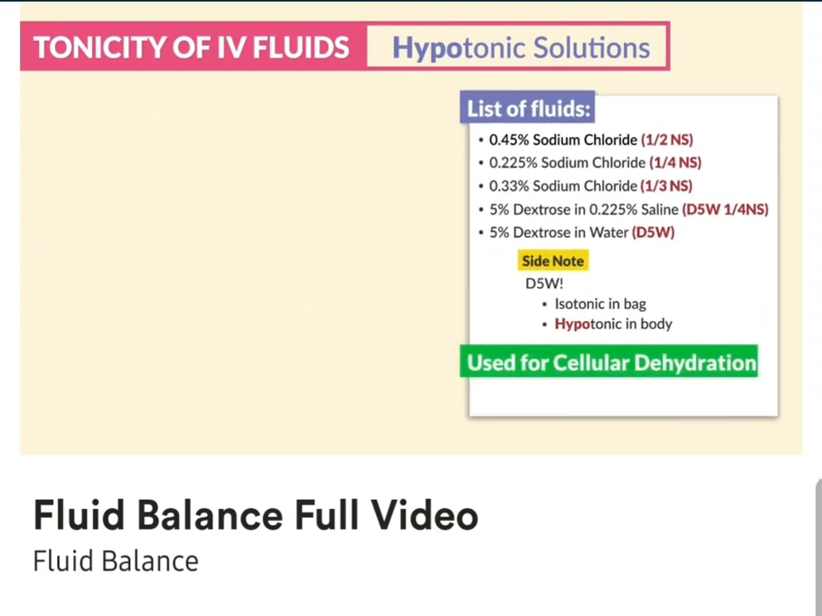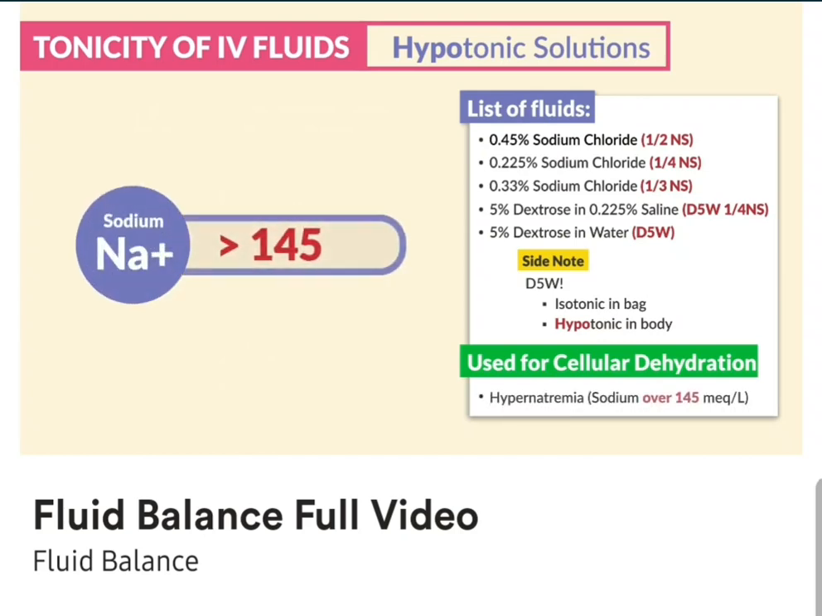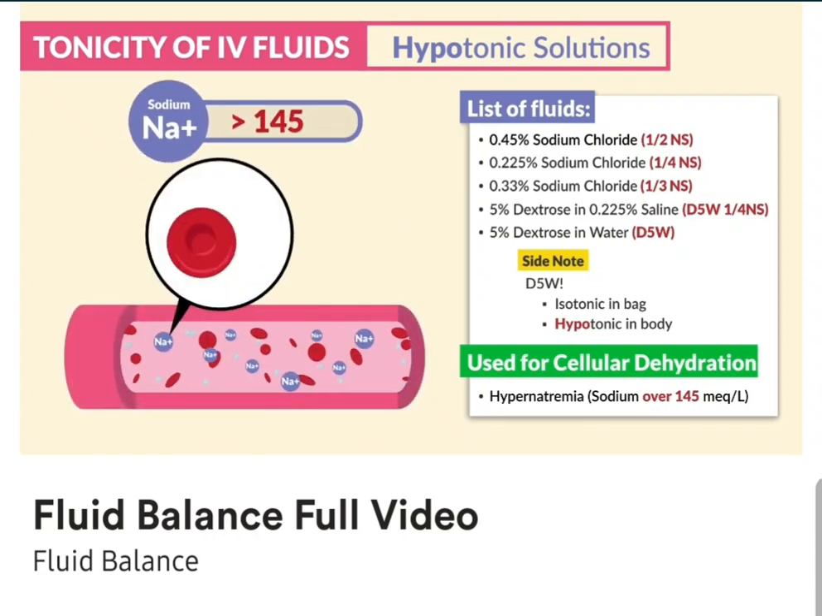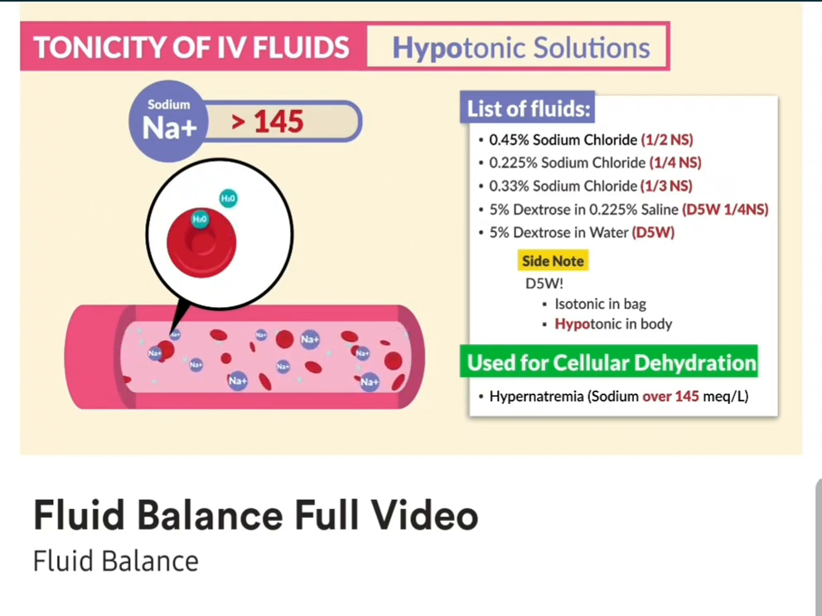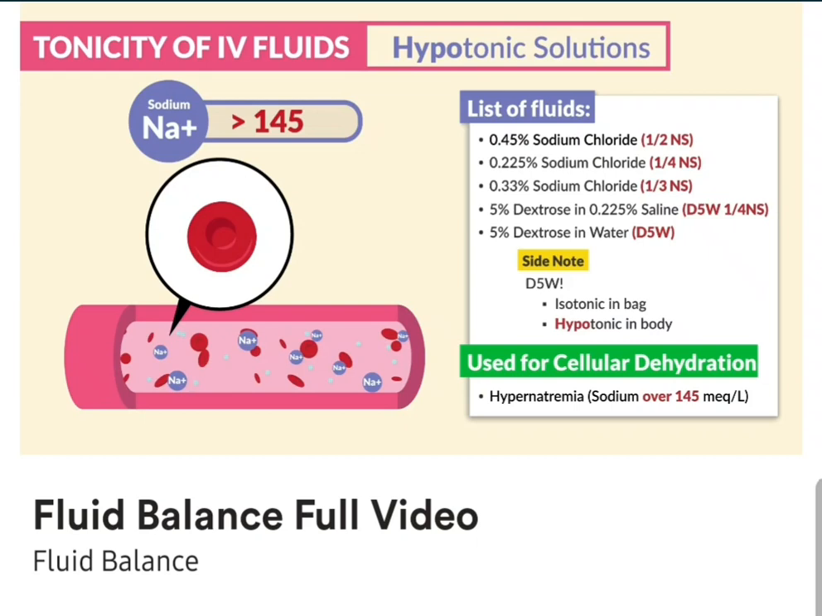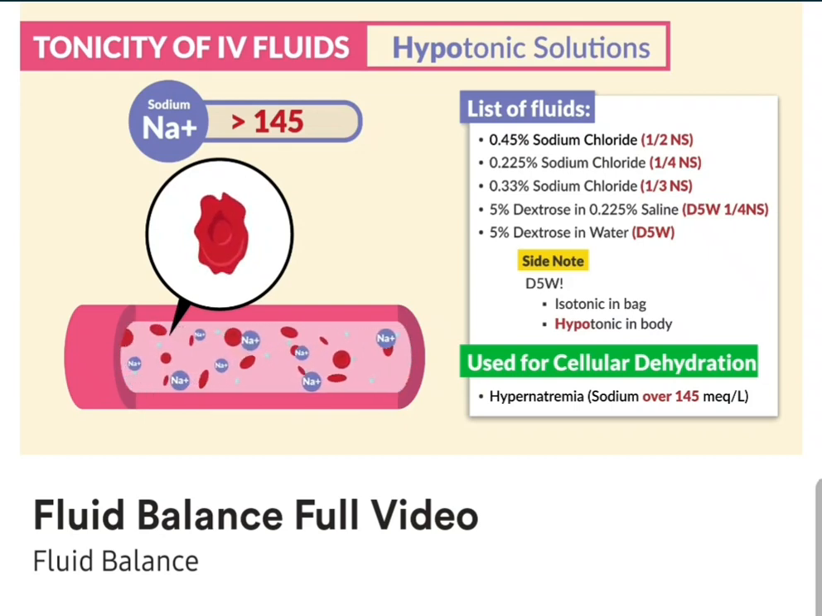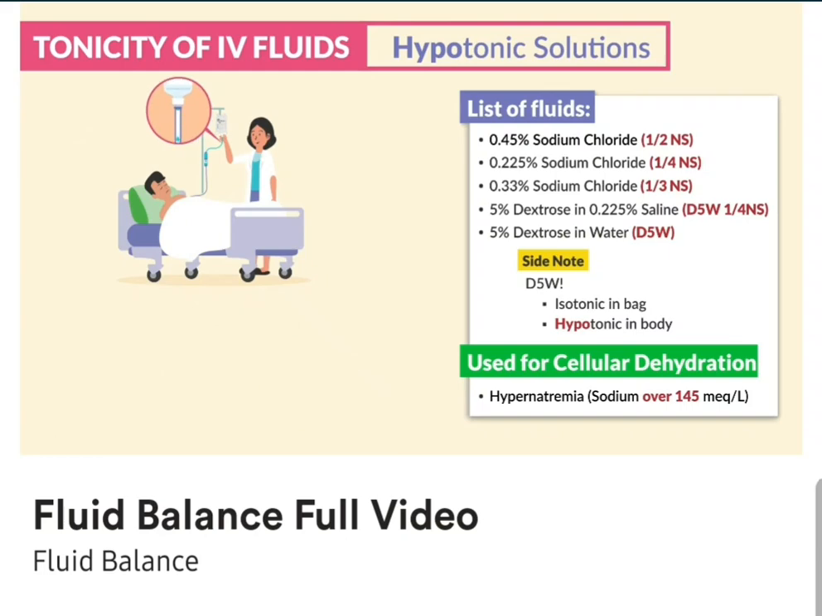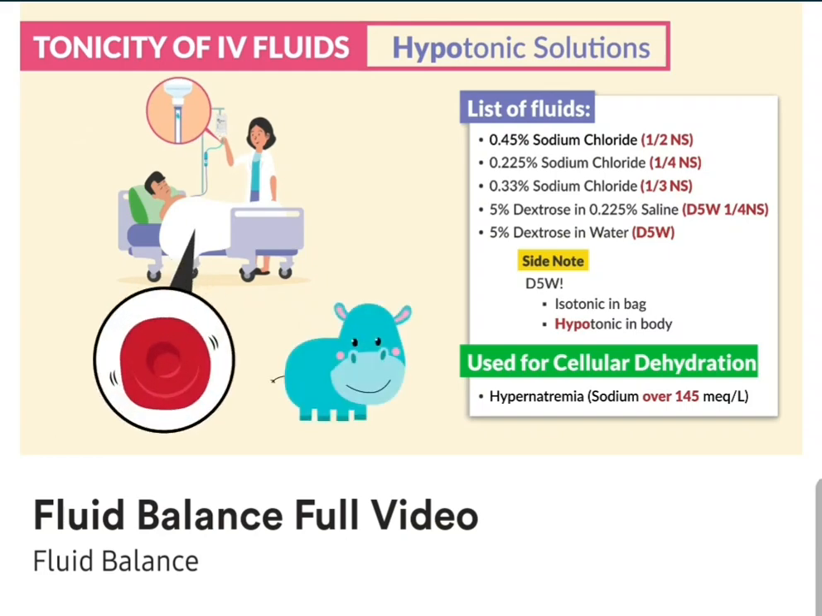Now, one of the main uses for hypotonic solutions is cellular dehydration, specifically with hypernatremia, that's sodium over 145. We have too much salty sodium inside the body, and all that salt piles up inside the bloodstream, sucking out all the fluid within the cell, which causes the cells to shrink, known as cellular dehydration. So that's why we give hypotonic solutions to fill the cell like a little hippo.